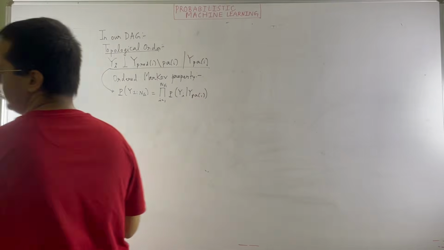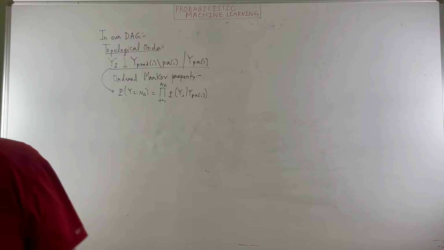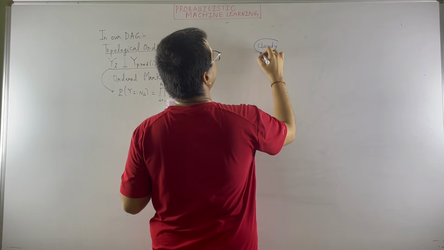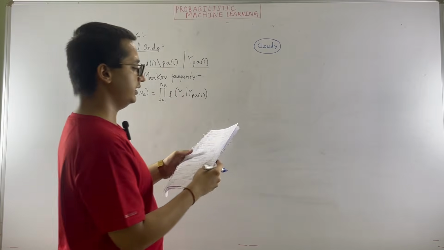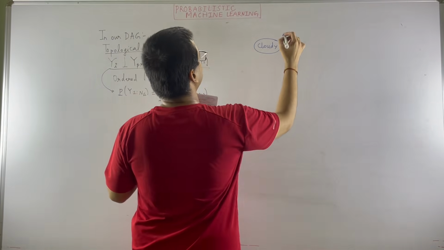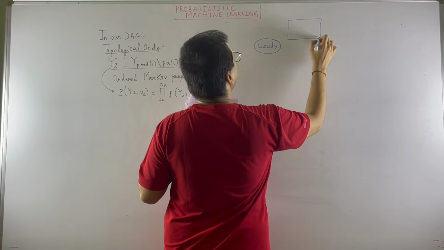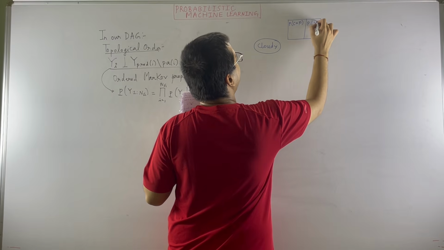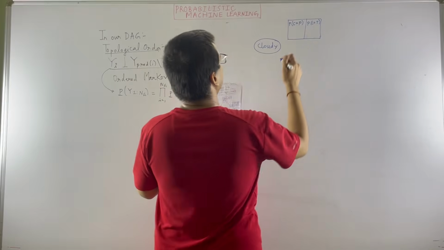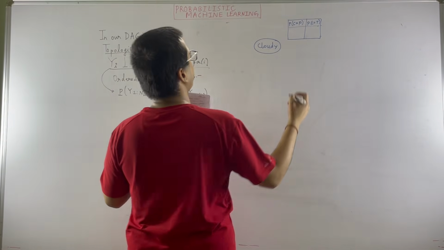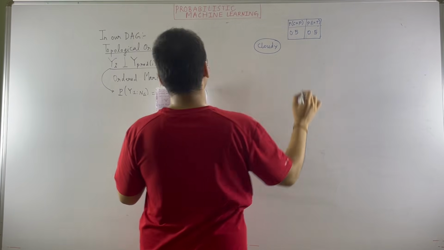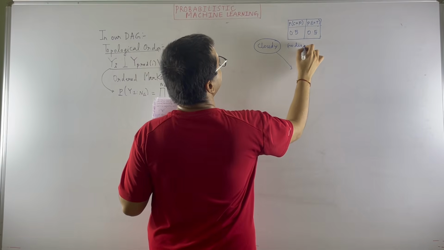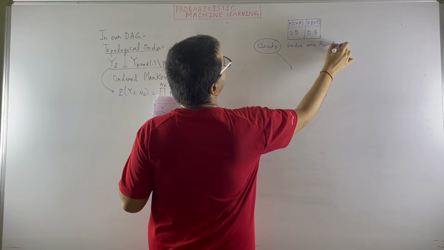So let's take an example. Let us consider that we have a random variable, say cloudy. The sky can be cloudy, and we have to assign some probabilities to it. I'm giving you an example of a DAG, of a probabilistic graphical model. Now see, a cloudy sky can lead to rain, so we can have another random variable. These nodes are random variables; this is something you should keep in mind.